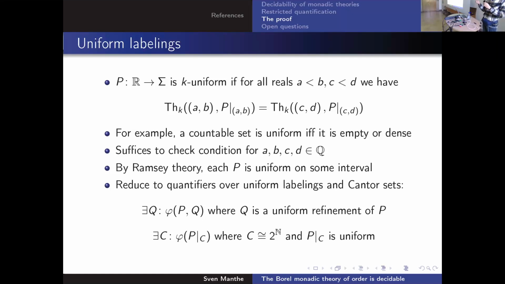Using this technique, Shelah reduced decidability of the monadic theory, even in a general non-Borel setting, to some very restricted kinds of quantifiers. One of those quantifiers asks for uniform refinements of a given labeling, and the other quantifier asks for Cantor subsets. And moreover, we then only need to answer questions on those Cantor subsets, and can assume that those Cantor subsets again are uniformly labeled. I didn't talk about the precise bound K for the uniformity here anymore because it's a bit technical, but all of this causes no problem in the proof.